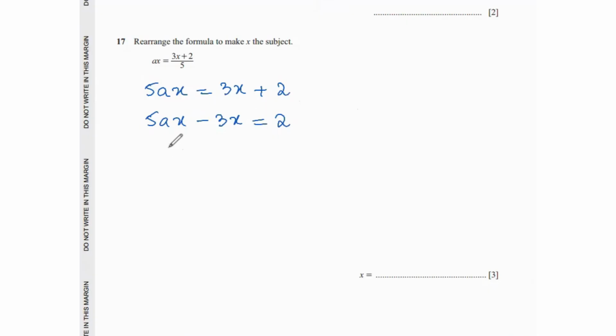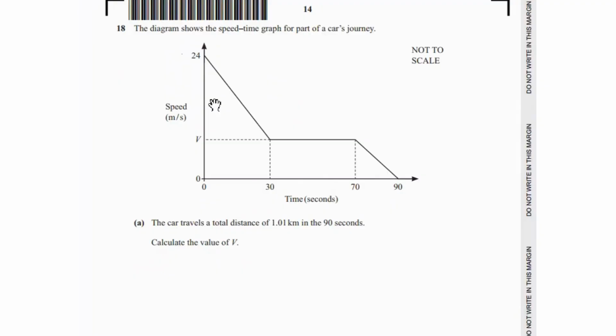So when we have all of the terms with x on one side, we can easily take x common. And we have 5a minus 3 in the bracket. So x is going to be 2 divided by 5a minus 3. And that's your answer.